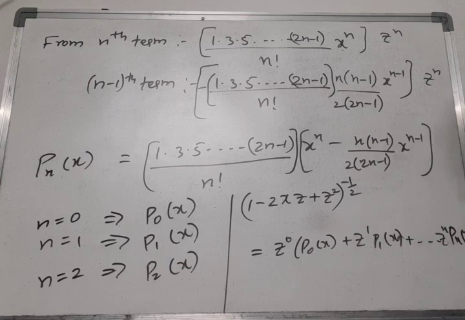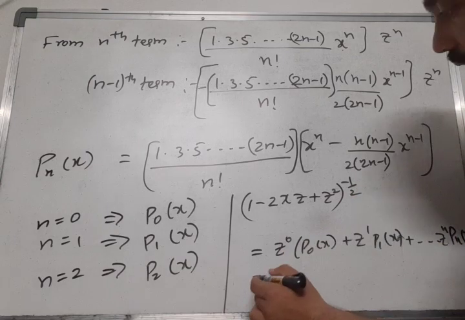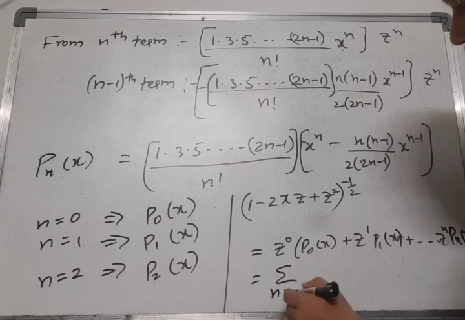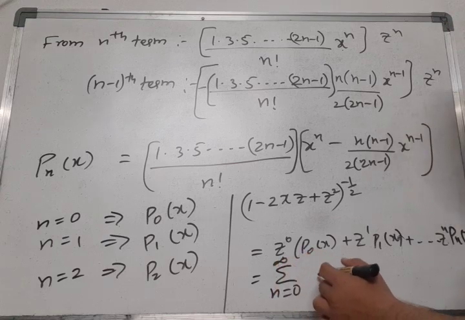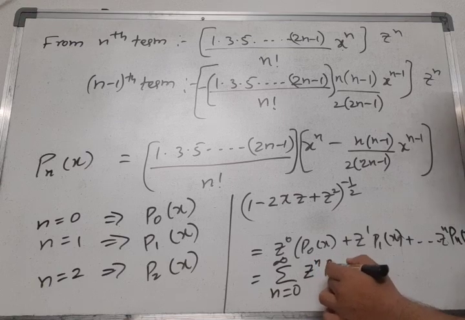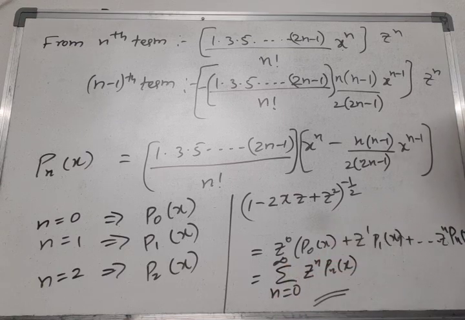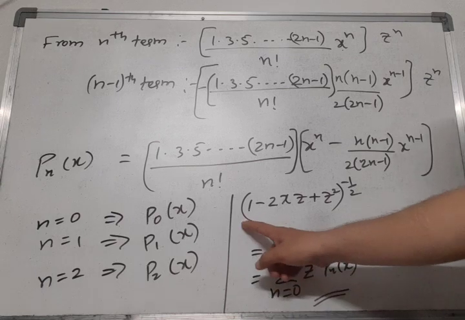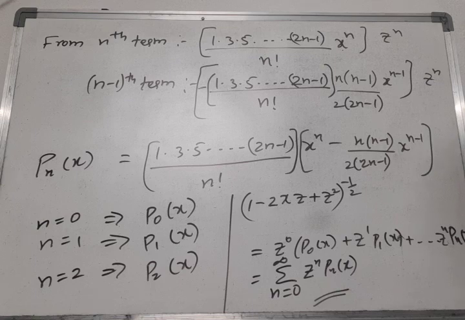Okay, next this one also we can write in a short form, that is summation n is equal to 0 to infinity, z power n Pn of x. This is the Legendre's polynomial generated using the function 1 minus 2xz plus z square whole power minus 1 by 2. Thank you.